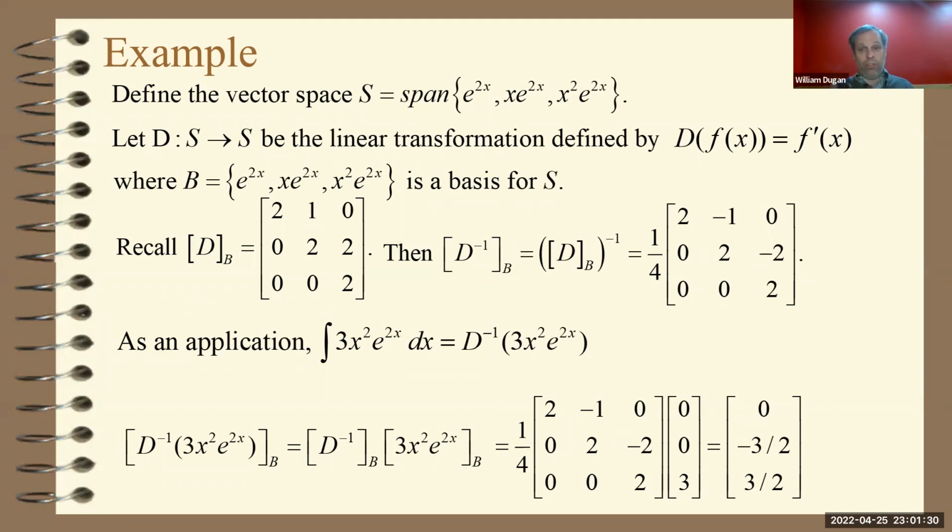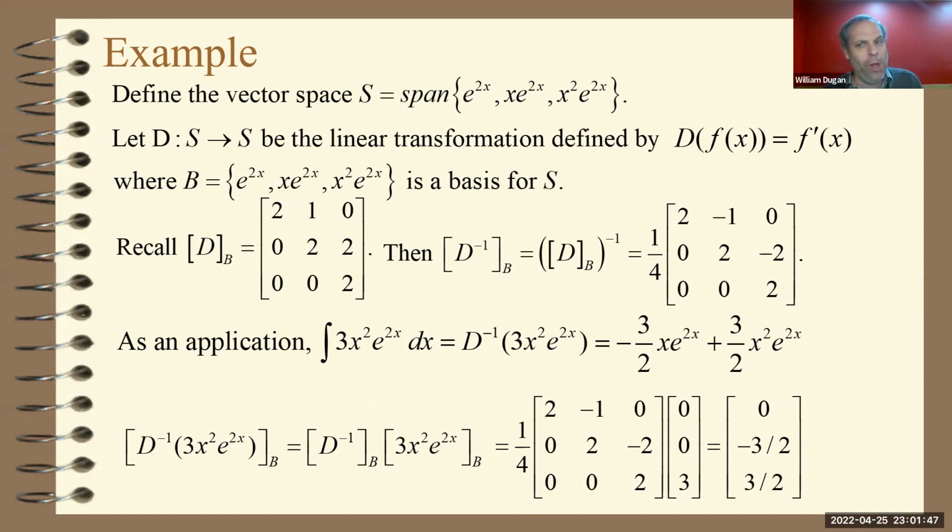Now that's the coordinates of the result. It's the coordinates of the result. So if I want to know what the result is, I just form a linear combination of the basis B using those coordinates, and I get that answer. And that's right. That's actually the antiderivative. That's really neat, right? It's really neat.